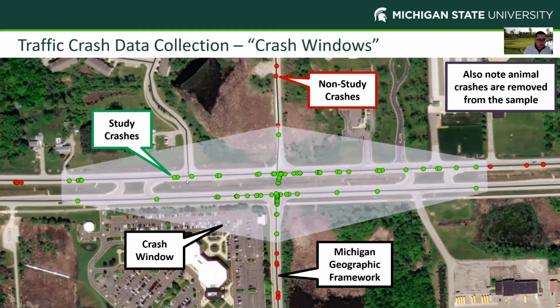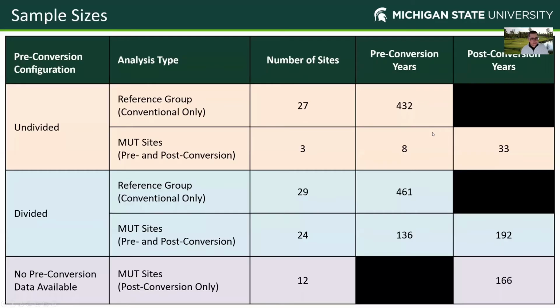Study crashes are in green. Those are the ones that ultimately get associated with each intersection, and the non-study crashes are in red. Also note that I removed animal crashes from the sample. So we don't necessarily want to associate those with the treatment.